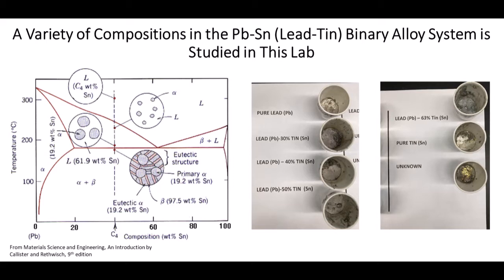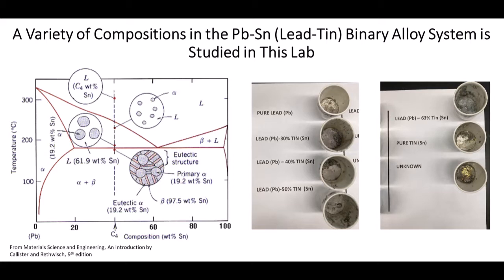For this lab, we will be studying alloys in the lead-tin binary system. This system is different than the copper-nickel system. The copper-nickel system is what we refer to as an isomorphous binary system. The lead-tin system is what's referred to as a binary eutectic system. The difference here is that there's a temperature and composition where three phases can coexist: liquid, solid alpha, and solid beta.